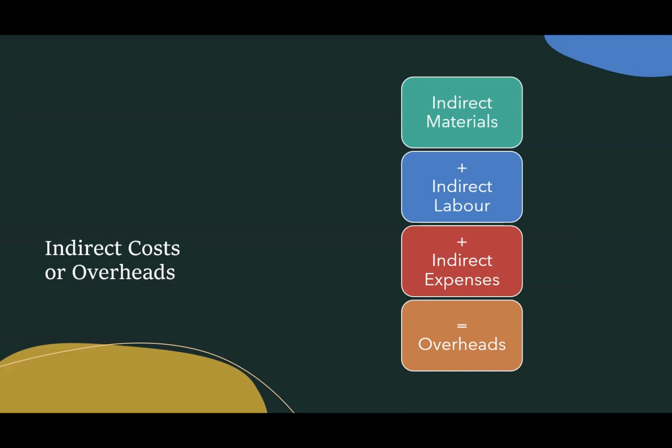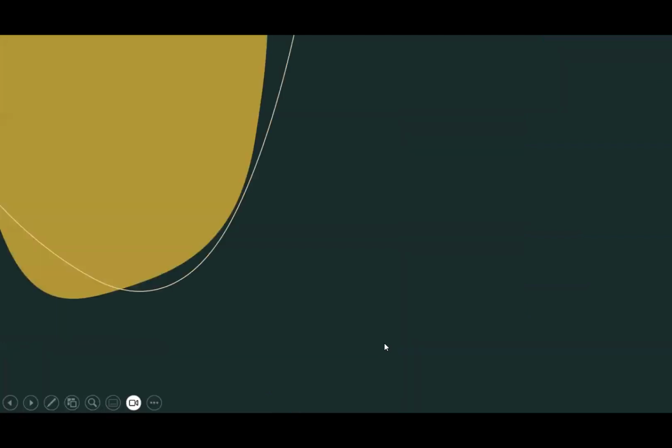The rent, for example, you talked about the advertising, is not for a specific product. It relates to the whole organization, and we consider it to be your indirect expenses. Together, we consider it to be your overheads.